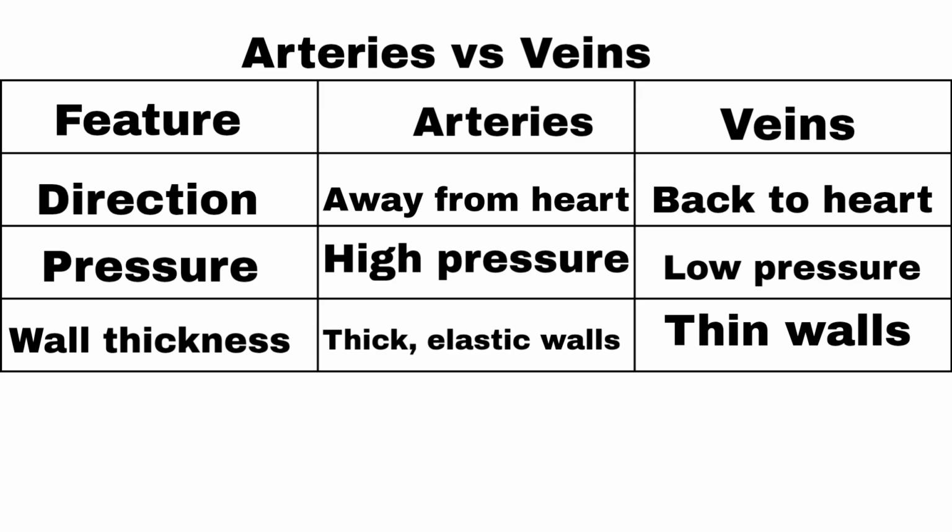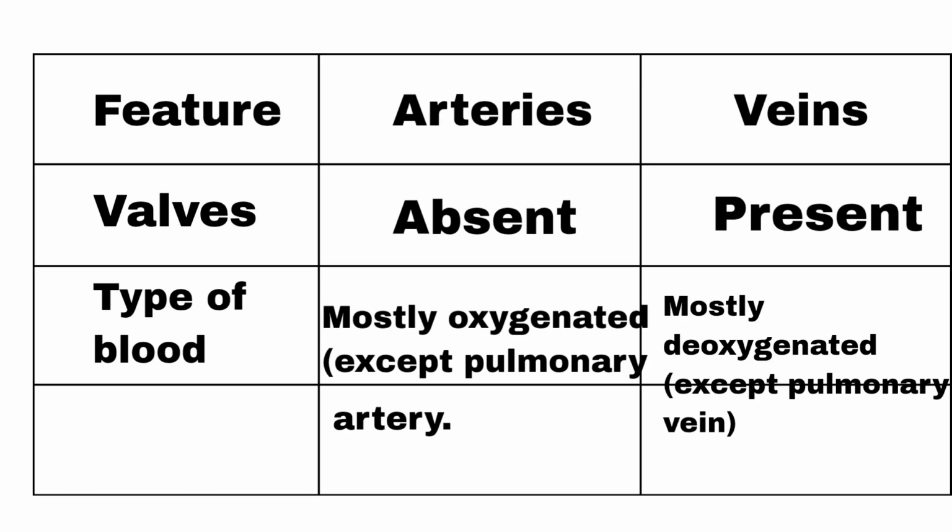And now let us compare arteries and veins. Arteries, they always carry blood away from the heart, while veins, they carry blood back to the heart. And blood in arteries flows with high pressure, so arteries have thick elastic walls, while veins carry blood under low pressure, so they have thin walls. Then arteries do not need any valves, but veins have valves to prevent the backflow of blood.